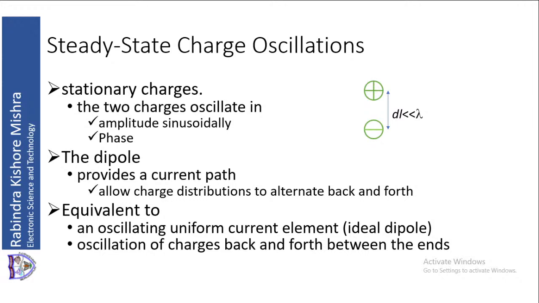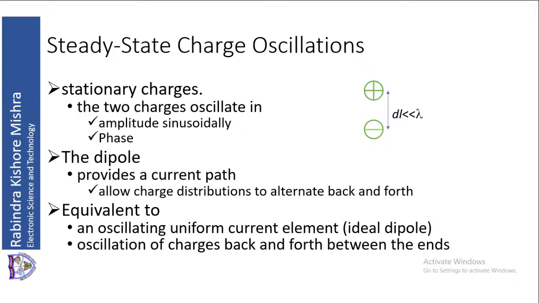Now these two opposite charges, when they are oscillating, the charge keeps on moving. When the charge moves, a moving charge results in a current. Therefore, the dipole provides a current path. If we have a dipole which consists of two stationary charges which are oscillating, then the dipole provides us a current path. Since there is a current path, it allows the charge distribution to alternate back and forth.